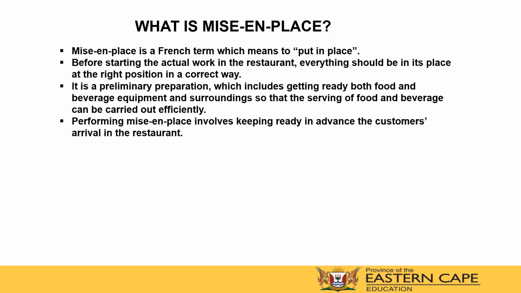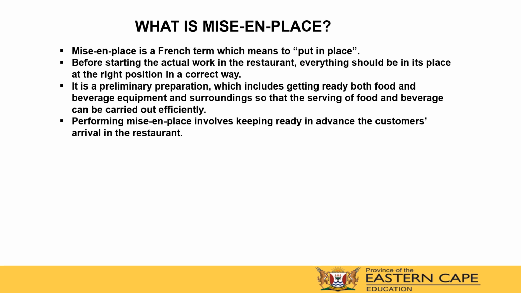But in this instance, we are looking at it under the umbrella of food and beverage. So it is to put in place, or the actual work that you do before in the restaurant. So you will do it before the guest actually arrives. That means that everything should be in its place at the right position in the correct way. It is also referred to as preliminary preparation, which includes getting ready both the food as well as the beverage equipment and surroundings so that the serving of the food and beverage can be carried out efficiently.